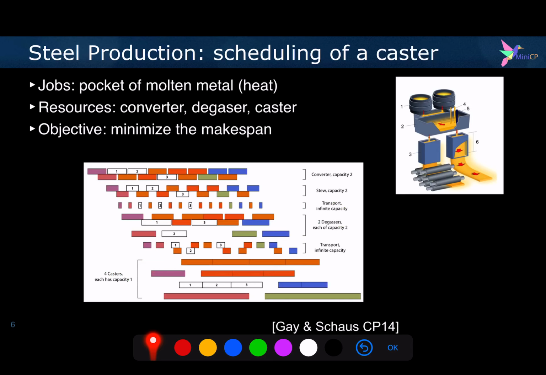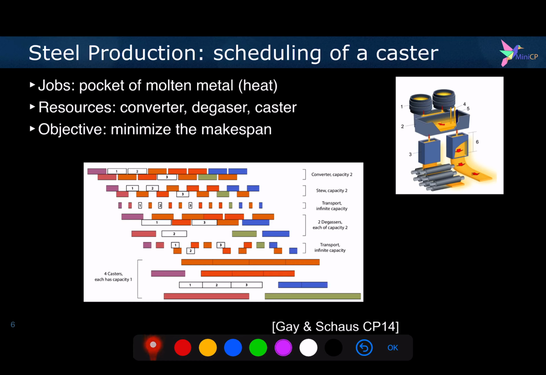Steel production. So when you produce steel, during the process, you will move pockets of molten metal that we call a heat. And the heat is represented here as a rectangle, and so they will move from one step to the next, and every step requires given processing, like a converter, and then you have the degasser, and then you have the caster. And the goal is to minimize what we call the makespan of the whole schedule. Minimizing the makespan means finishing as soon as possible all the orders that you had to plan.